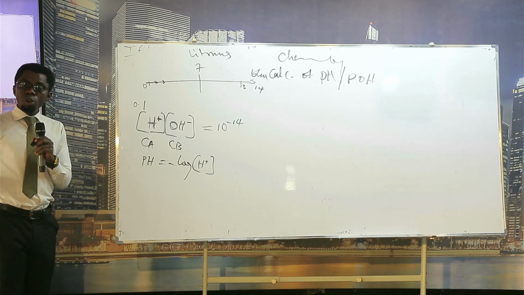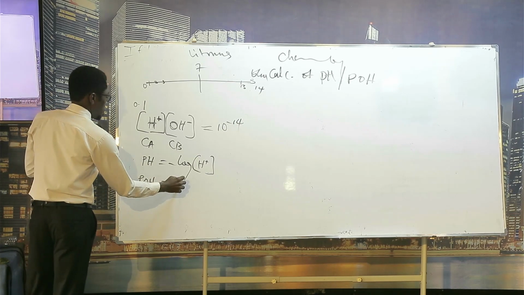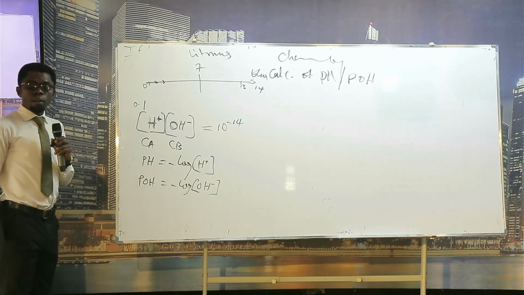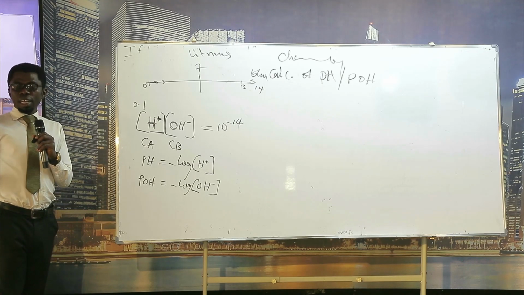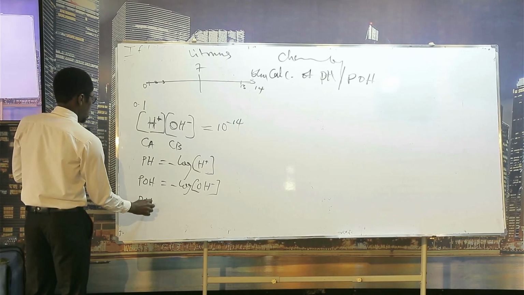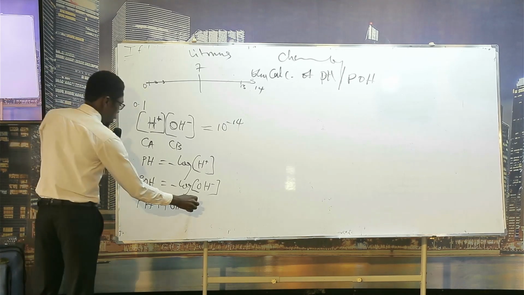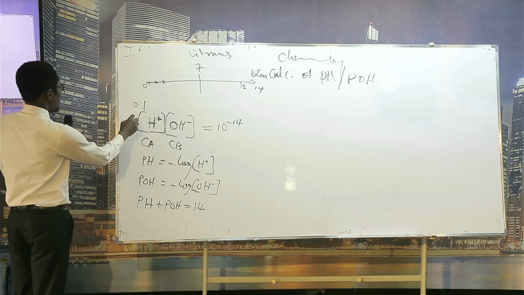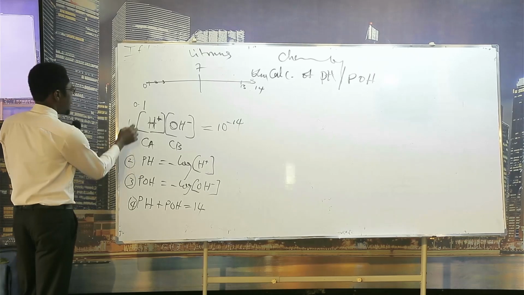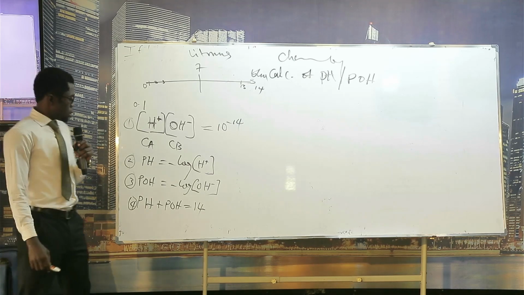Once you hear pOH, final. The last formula you are going to cram is pH plus pOH equals what? 14. Thank you. If you cram number 1, 2, 3, and 4, we are good to go. You cram again.